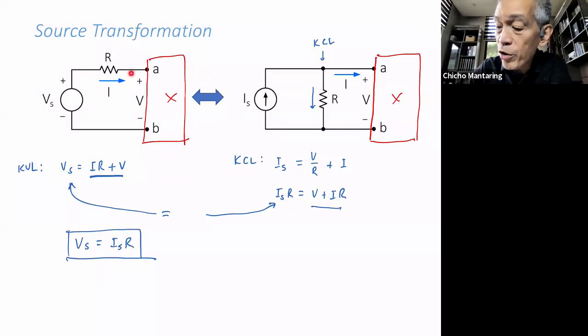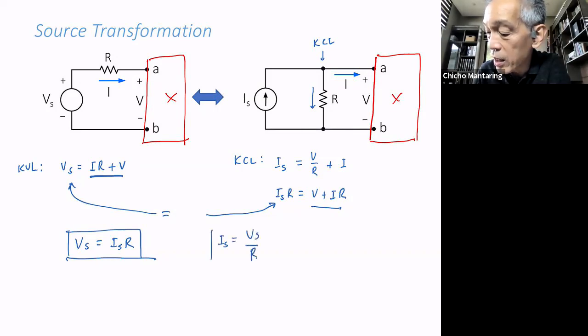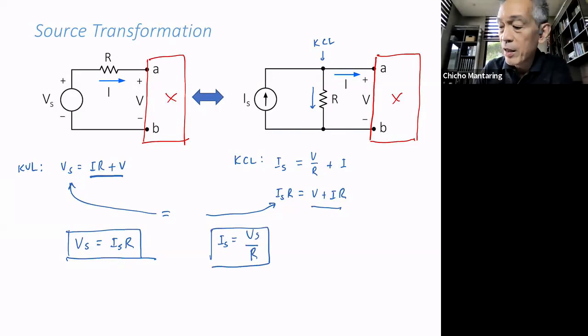If I want to change my voltage source to a current source, as long as I have a resistance in series with the voltage source, I can convert it to a current source in parallel with the same resistance, where the value of I sub S is equal to V sub S over R. On the other hand, if I have a current source and a resistor in parallel with the current source, I can change that to a voltage source where the value of V sub S is I sub S times R.